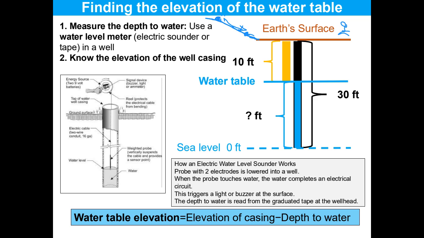But how about the groundwater? How do you know where the water flows? This way or this way? To know where the groundwater is flowing, we need to know the elevation of the water table.